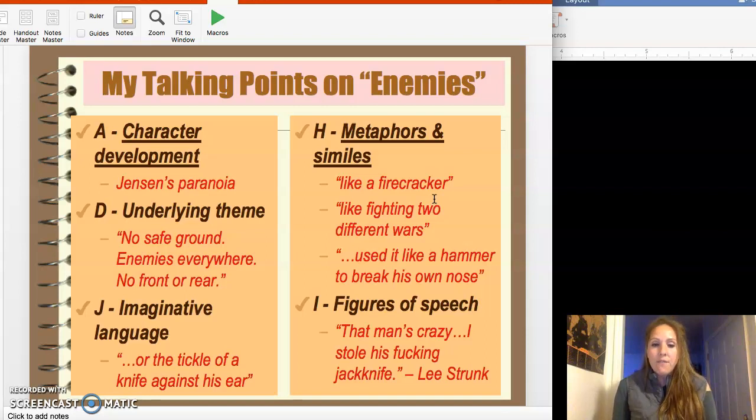The first thing I found super interesting was how descriptive it was in developing the character of Jensen. Now, Jensen is the one that broke Lee Strunk's nose in the beginning, but after Lee Strunk gets shipped off in the helicopter, it's so interesting when you read the text to see his paranoia and anxiety build and build and build, and it helps us understand what he is like as a person, that he had this moment of rage where he fought this guy because he thought he stole his jackknife.